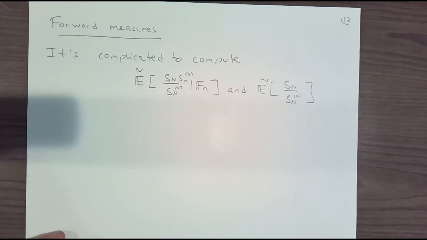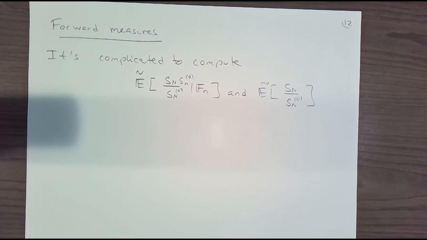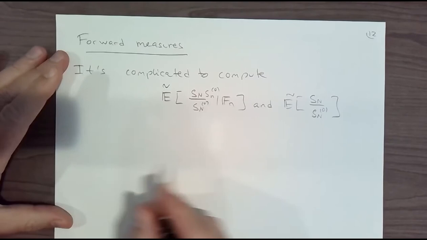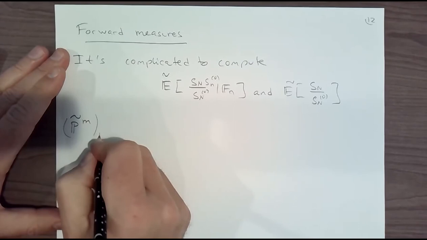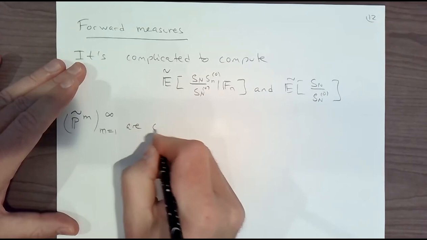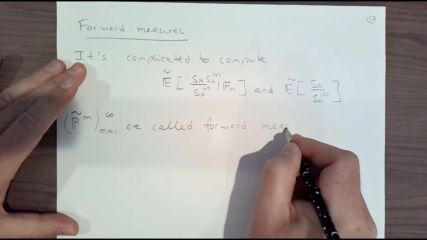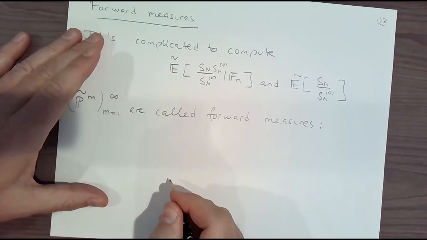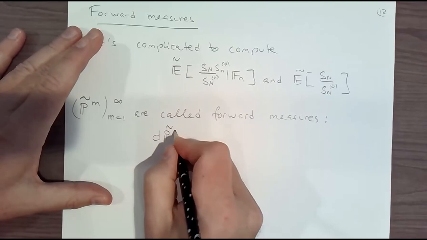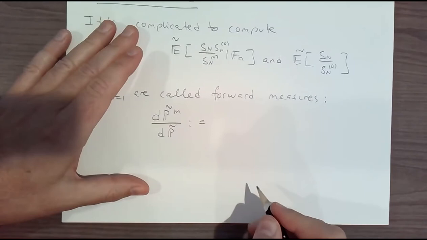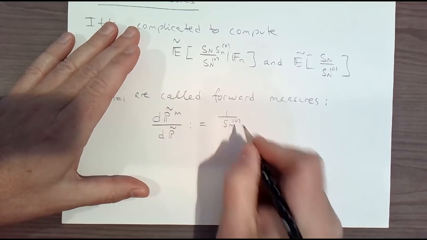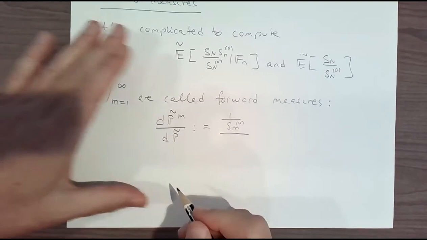And the answer is yes, we can actually come up with something better. So these forward measures, P tilde M, M going from 1 to infinity, are called forward measures. Right, and the way that we prescribe them is by prescribing the Radon-Nikodym derivative. So I'm going to prescribe P tilde M's Radon-Nikodym derivative with respect to P tilde. The way that this is prescribed is as 1 over the money market account, right, M here goes there, and then divided by the zero coupon bond.